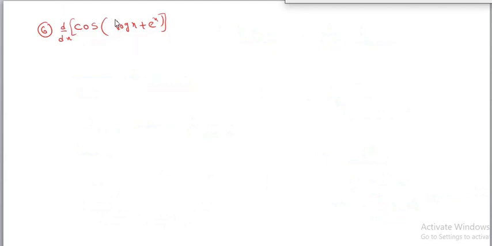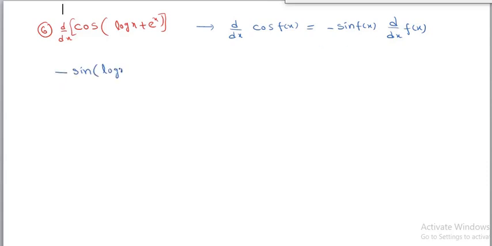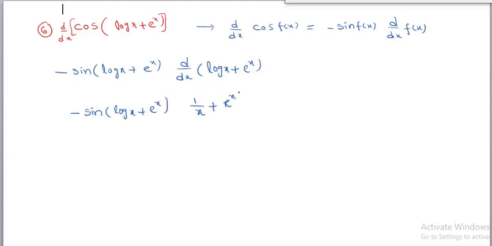So d by dx of cos of log x plus e power x. The formula is d by dx of cos f of x equals minus sin f of x times d by dx of f of x. So minus sin of log x plus e power x times d by dx of log x plus e power x. The derivative of log x is 1 by x, and the derivative of e power x is e power x. Finally, this is the right answer. Write it down. Next problem.